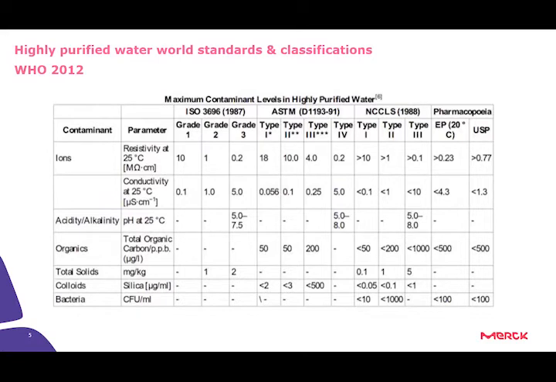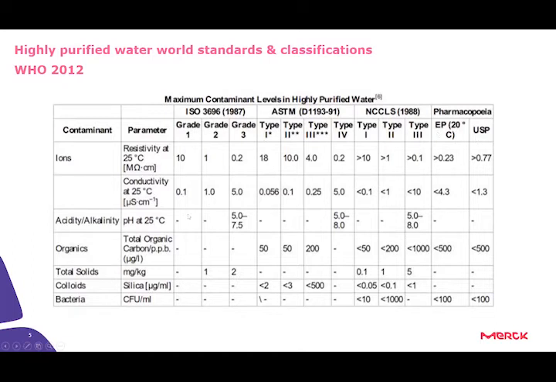Here is a summary of different types of standards like ISO, ASTM, NCCLS, and even pharmacopoeia, which define the several types of highly purified water. For example, if we look at the ISO, they have different names like grade 1, grade 2, grade 3. The ASTM will say no, we are talking about type 1, type 2, type 3, and type 4. NCCLS the same, and pharmacopoeia, here we will talk about European pharmacopoeia and United States pharmacopoeia.